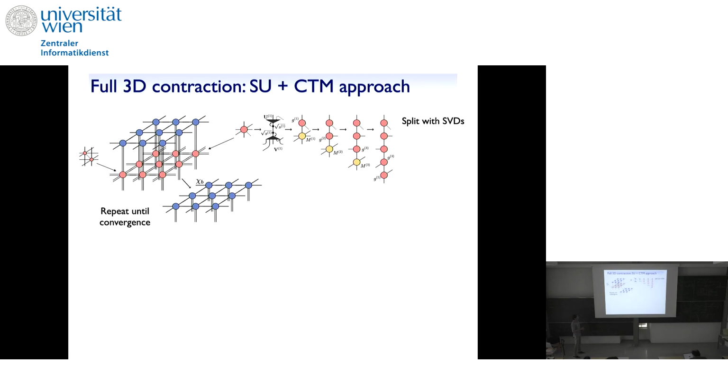And now the scheme we are using is the following. We take the ket of this PEPO and then split it apart into small pieces using a sequence of SVDs, as shown here. This gives us this string of tensors here. We do this for the ket and also for the bra.